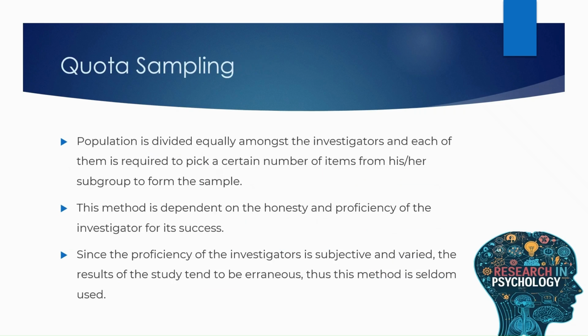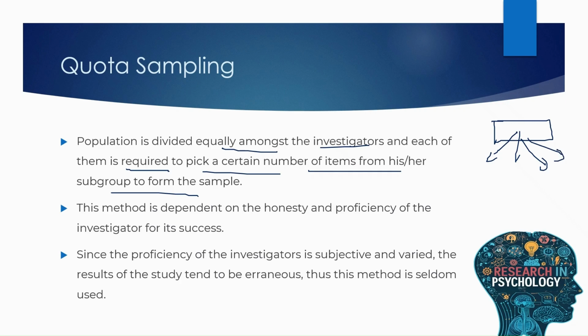All right. Next, I have quota sampling. Quota sampling means the population is divided equally among the investigators, and each of them is required to pick a certain number of items from his or her subgroup to form the sample, which means I have a population. What I'm going to do is pick maybe juniors or research fellows or research assistants, and then divide my population among each of them. Okay, I'm dividing my population into different subgroups and providing each of them with a subgroup, and these people have to choose a sample from their subgroups and then perform the study, right?